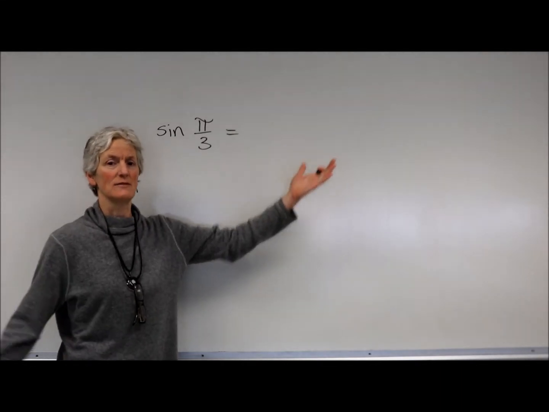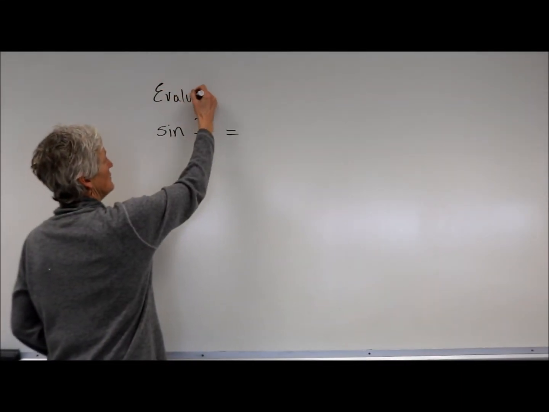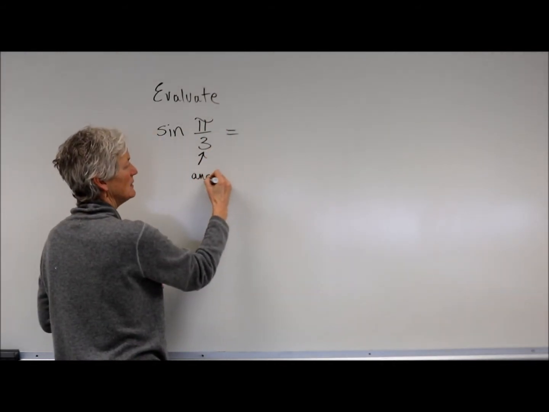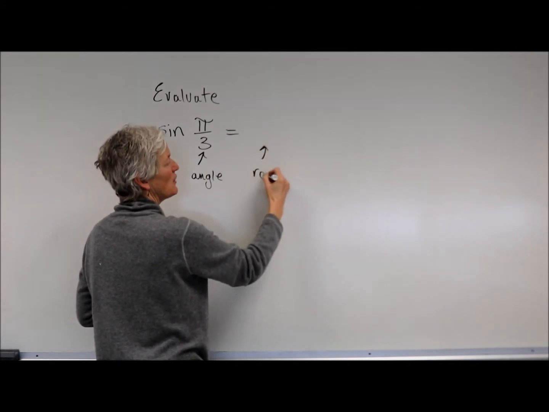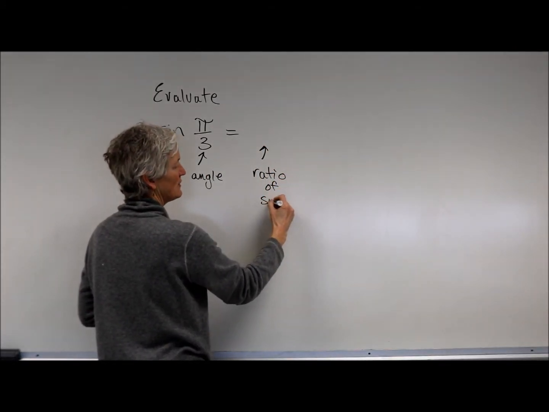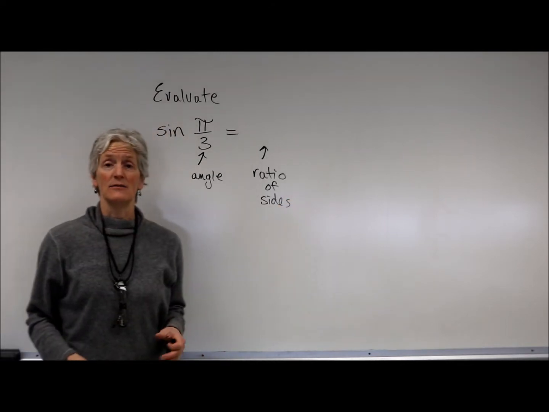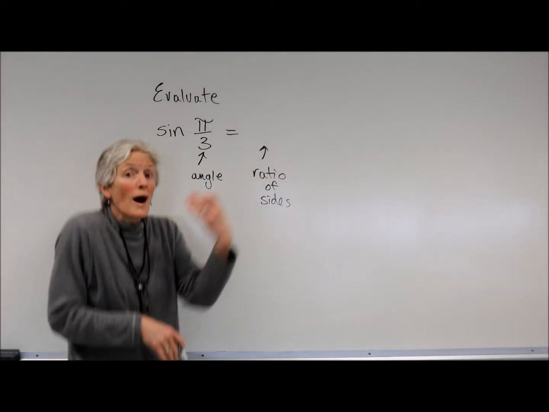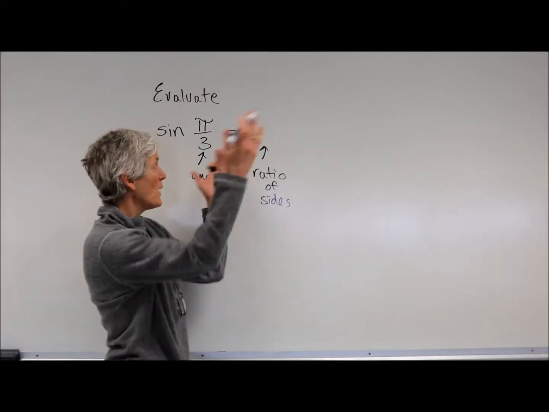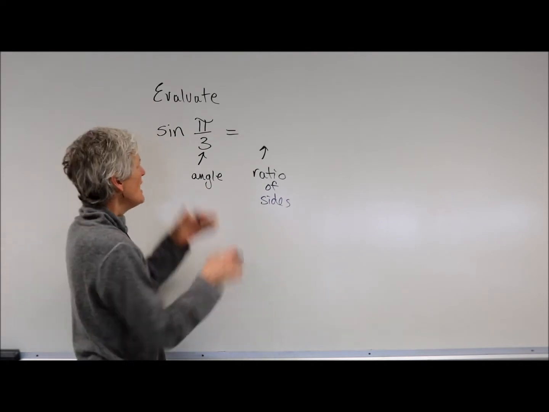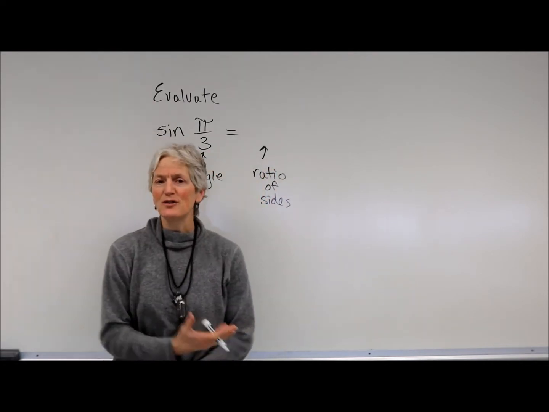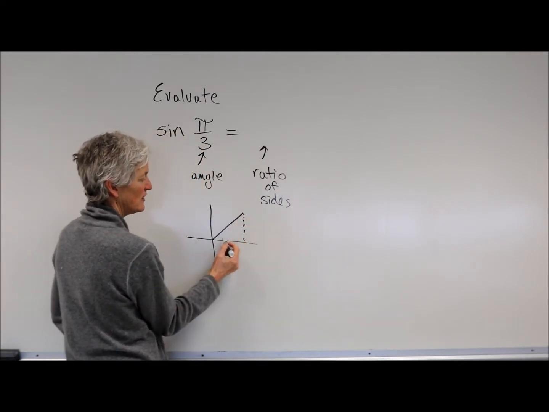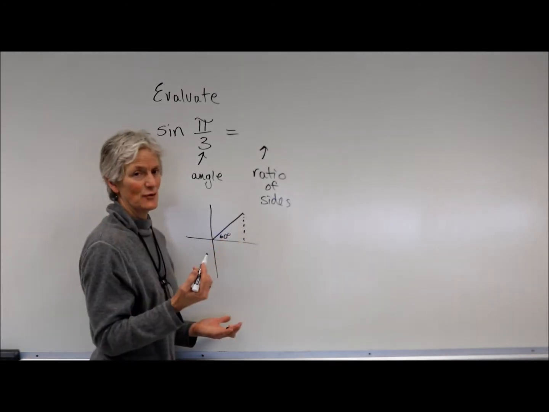If I ask you to evaluate the sine of pi over 3, I'm basically saying, here's an angle, and I'm asking you to find the ratio of sides that is the sine. Opposite over hypotenuse, or your y value over your rotating arm, however you want to think about sine. And we solve that by looking at our unit circle, or thinking about our unit circle, or drawing a rotation of pi over 3, which of course is 60 degrees.